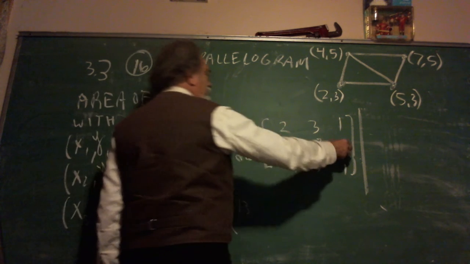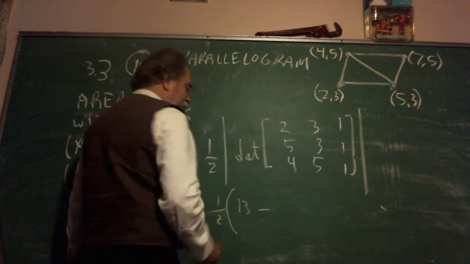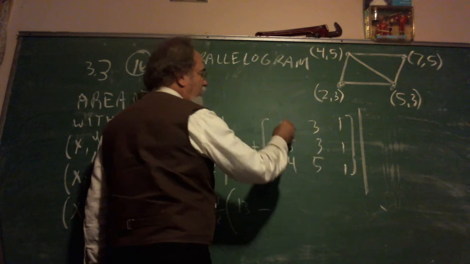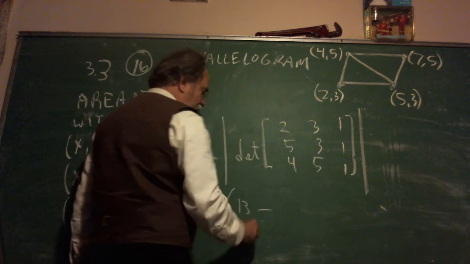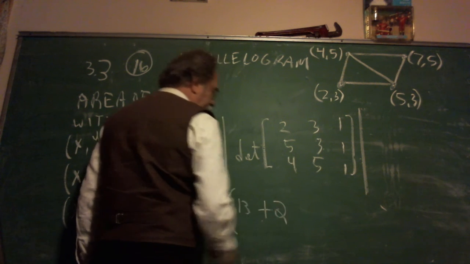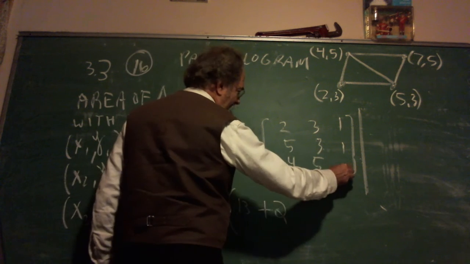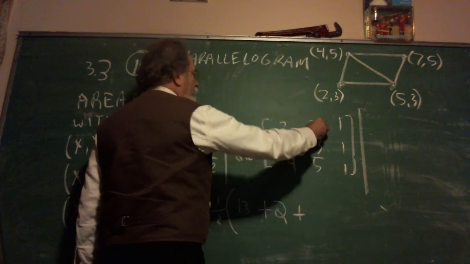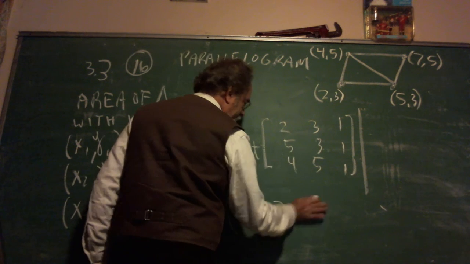Now I got to do this guy. That's going to be a minus. And I'm going to have this little 2, 3, 4, 5 guy. So it's 10 minus 12. So it's minus -2. So it's a +2. And then this last spot, that's a positive spot. And I'm going to have 10 minus 12. That's a -2.